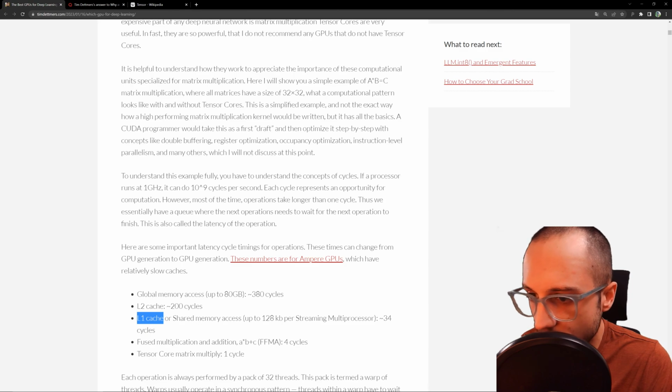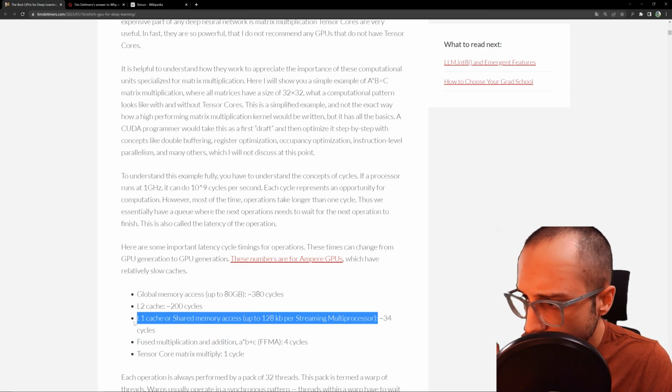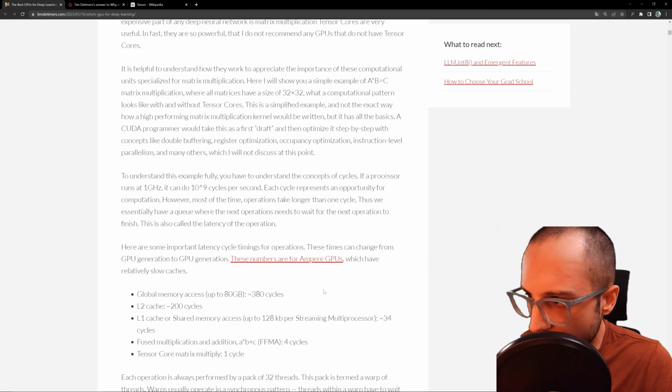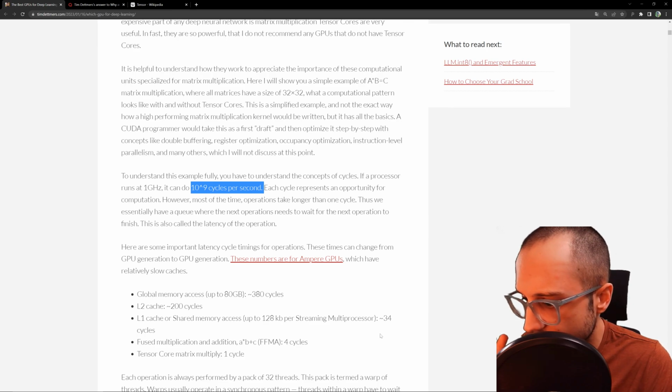And the L1 cache is only 34 cycles away, which seems like a lot of cycles, but remember, if there's 10 to the 9 cycles per second, 34 cycles is almost nothing. We're talking like nanoseconds. Probably less than that.